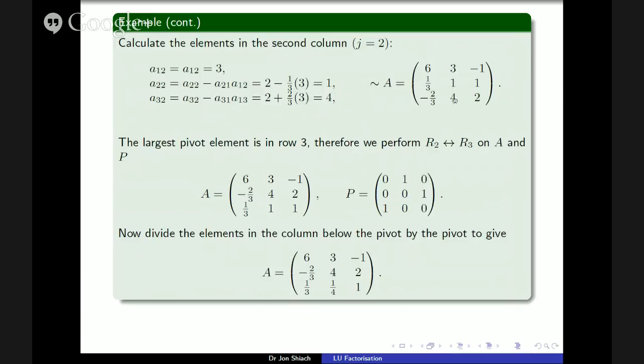Okay, so the largest pivot is in row 3, because we've got 4 underneath, so we have to swap rows 2 and 3 around. So we swap rows 2 and 3 around on both A and P. And then once you've swapped, you divide by the pivot. So the pivot is 4, so we divide 1 by 4.